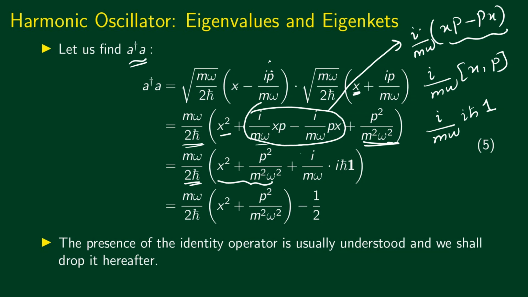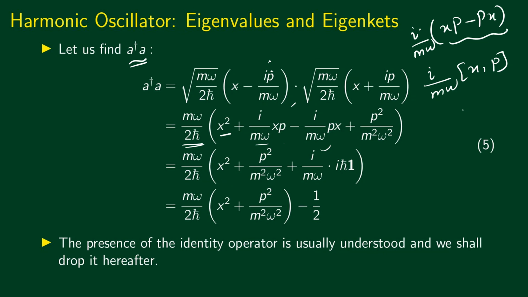The important thing is that we see that this term is not equal to 0. Whereas in the case of real numbers, sum of squares of real numbers, we had something like ab minus ba, which we could equate to 0. But here this is not 0 because x and p are incompatible observables. These are non-commuting observables. So this gives a non-zero contribution, which is i divided by mω times iħ.